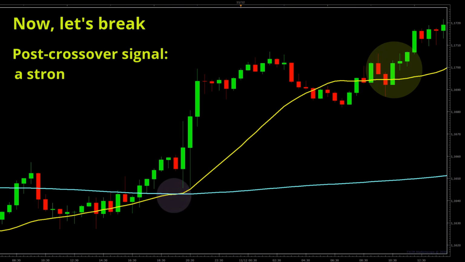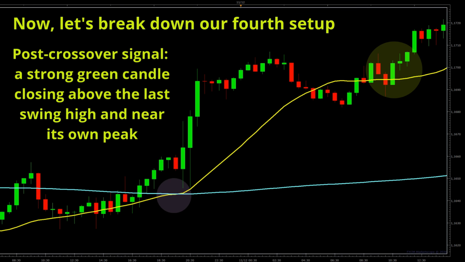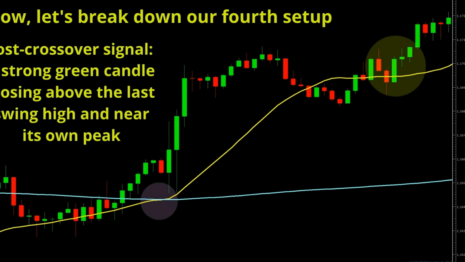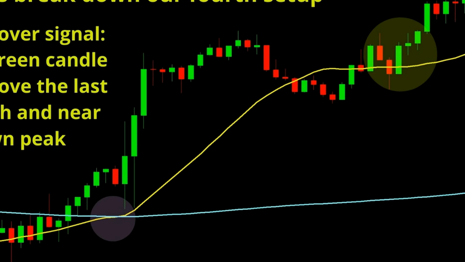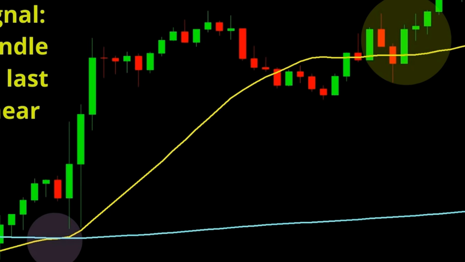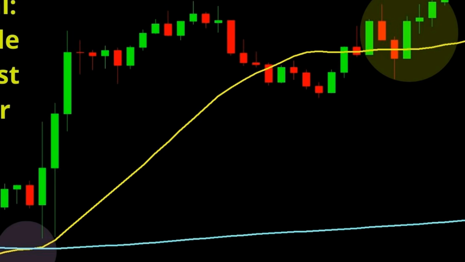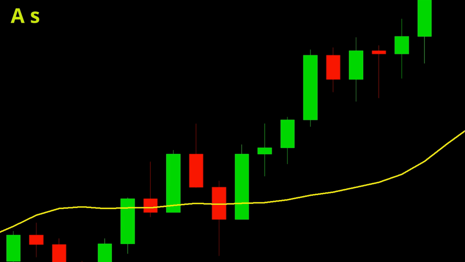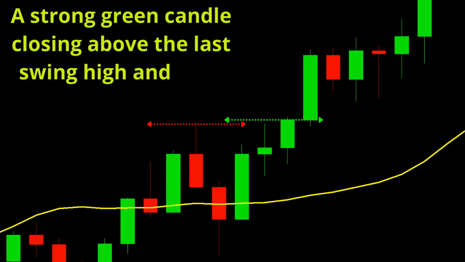Now, let's break down our fourth setup for today. Mastering this strategy requires recognizing these patterns quickly as they develop. So let's look at this final example on the EURUSD. Once again, the signal is crystal clear.